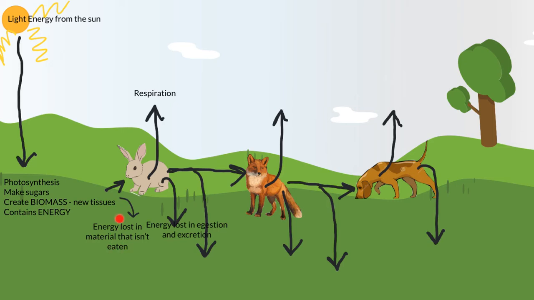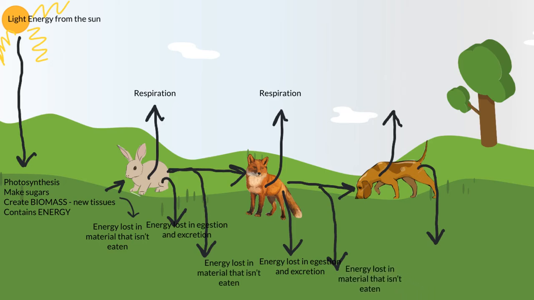Energy is lost in material that isn't eaten by the rabbit; it doesn't necessarily eat the prickly bits. The fox doesn't necessarily eat the fur, but he also respires, and he also produces feces and urine. And then the hound too.